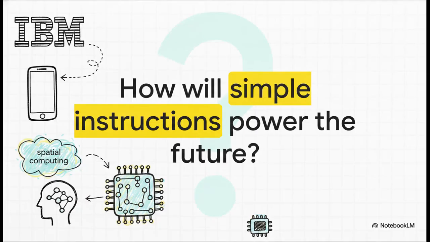So as tasks get more complex, how will simple instructions power the future? From a radical idea at IBM in the 70s to the architecture running the smartphone right there in your pocket, the philosophy of doing things simply and rapidly has definitely won out. But it leaves us with a fascinating thought to ponder as we push the boundaries of AI, spatial computing, and quantum processing. As our digital tasks become exponentially more complex, how will these brilliantly simple instructions continue to evolve and power our future? It's definitely something to think about the next time you tap your screen.